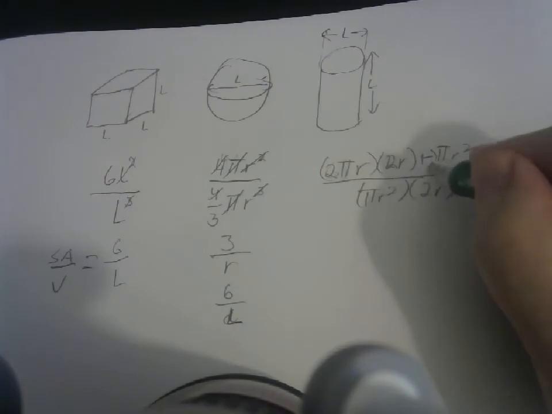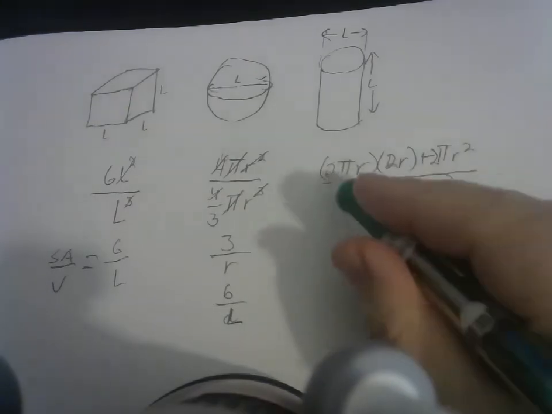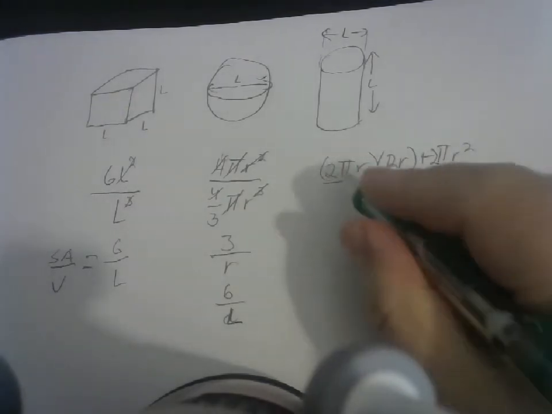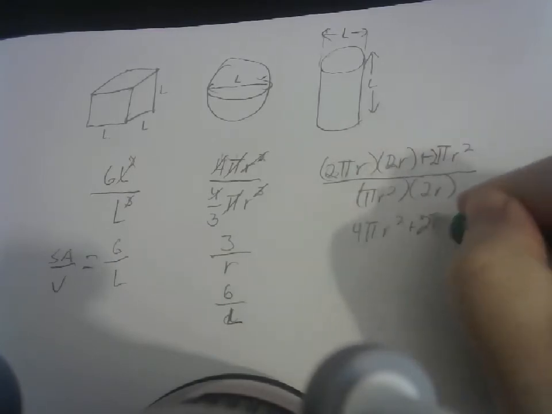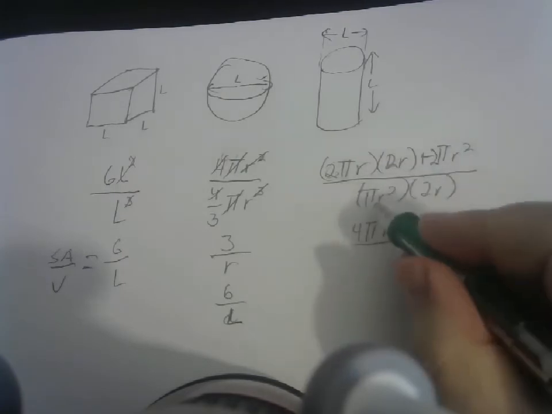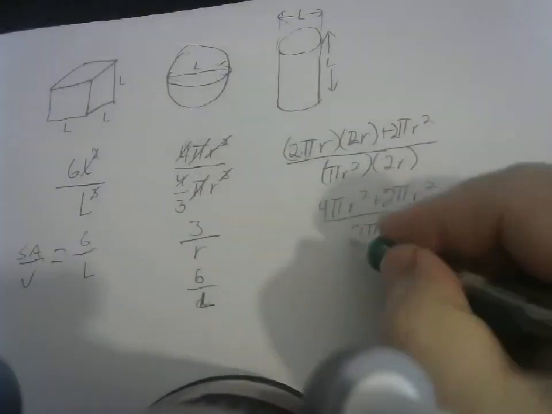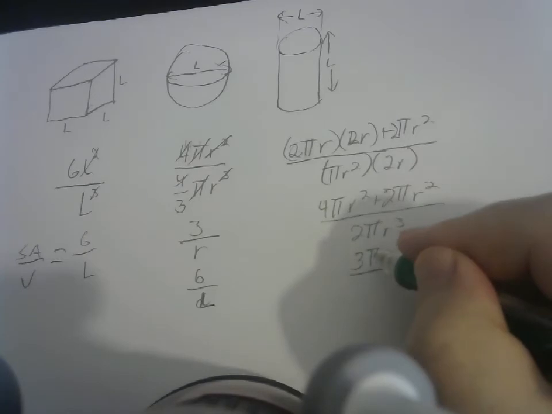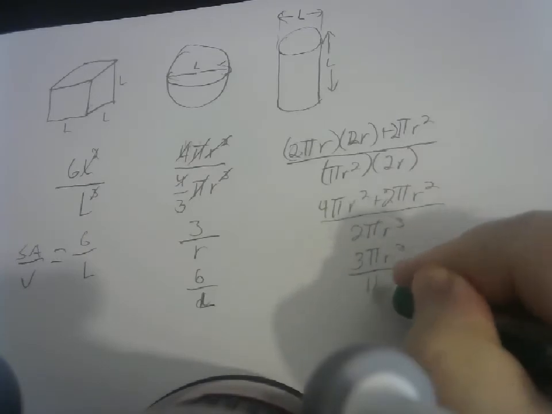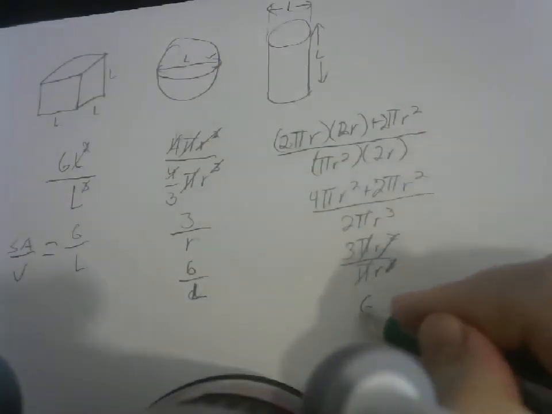One last thing, there's a 2 here because we got the cap up here and the cap down here. And so this is 2 times 2 is 4 pi r squared plus 2 pi r squared over 2 pi r cubed. So what do we get? 3 pi r squared over pi r cubed, which comes out to be 6 over L.